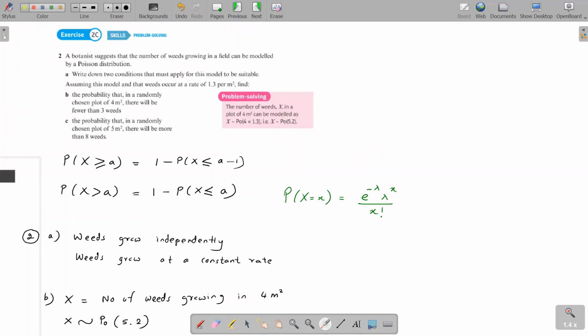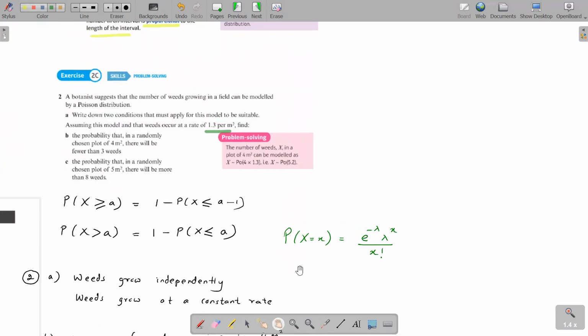They say assuming this model, which means the Poisson model, and that weeds occur at a rate of 1.3 per square meter. So that's your lambda. Lambda is 1.3 per square meter. That's the length of your interval. Your interval is a square meter. So for 2 square meters, this doubles. For 10 square meters, this becomes 10 times. That's how it is.